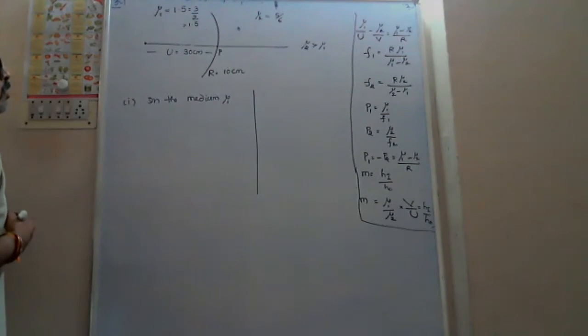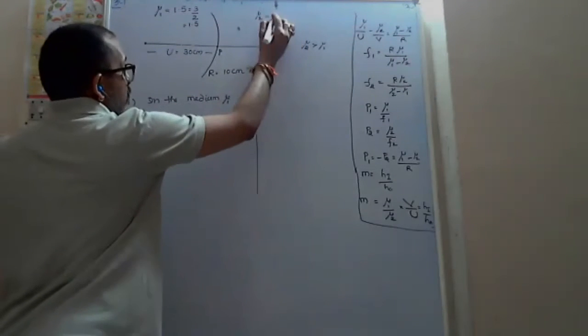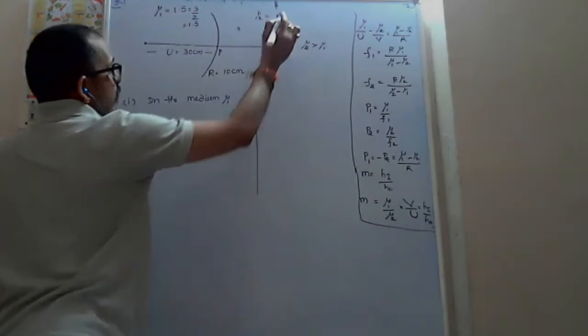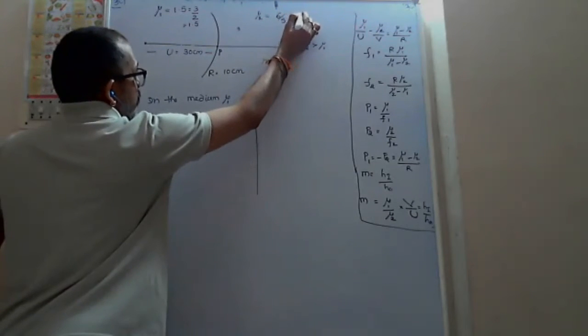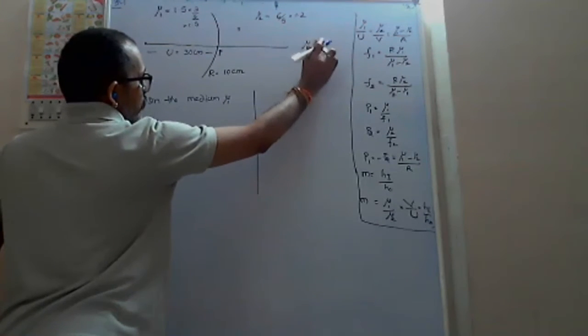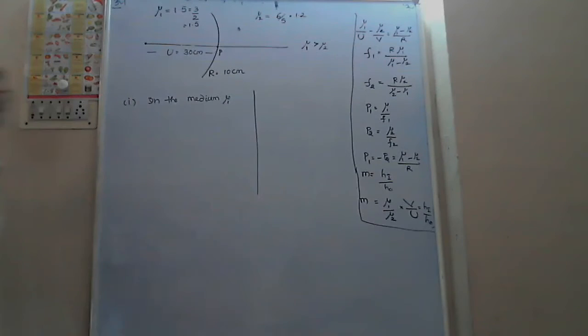Oh, sorry. This is 6 by 5. 6 by 5 means only 1.2. 1.2 means that you are right. Mu 1 is greater than mu 2. Okay.